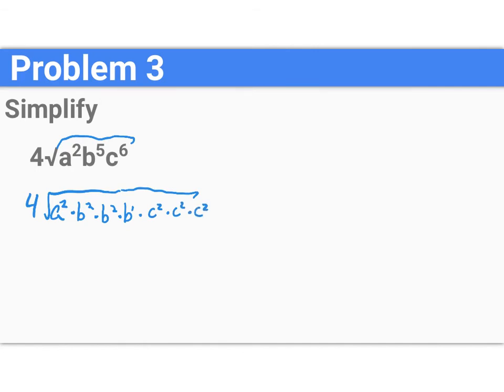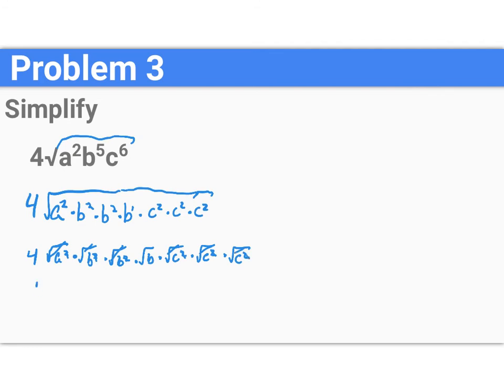And so what do we pull out? So the square root of a squared times the square root of b squared times the square root of b squared times the square root of b times the square root of c squared times the square root of c squared times the square root of c squared, and a 4 in front of all that. So now we know that the square root takes away the 2 in all of these. So these will cancel. This will cancel. This will cancel. This will not. The third b will not. This c will cancel. This c will cancel. And this c will cancel.